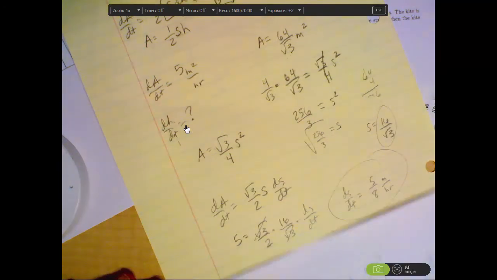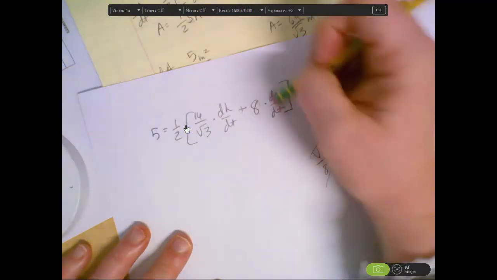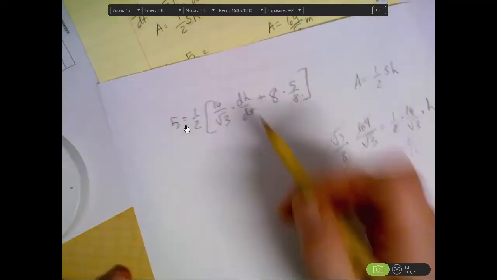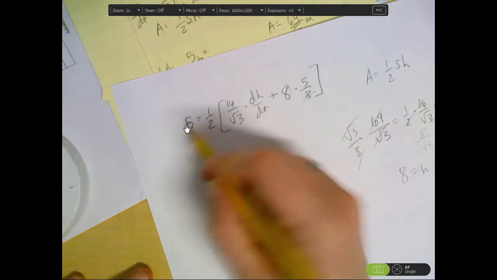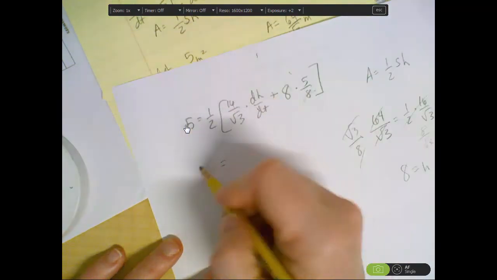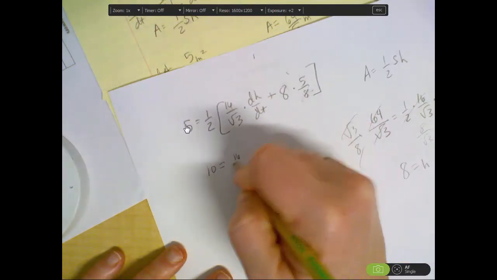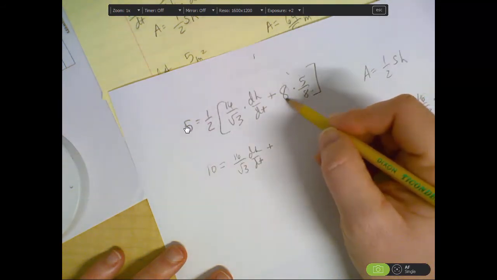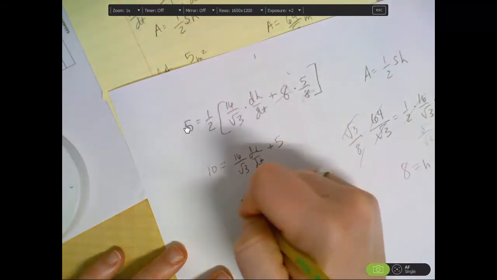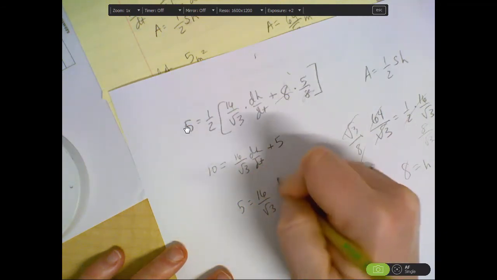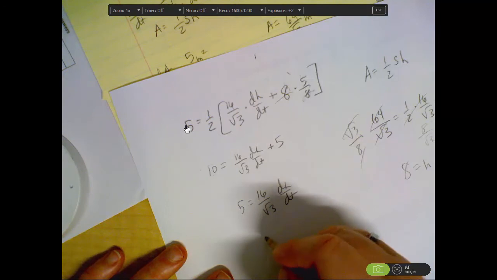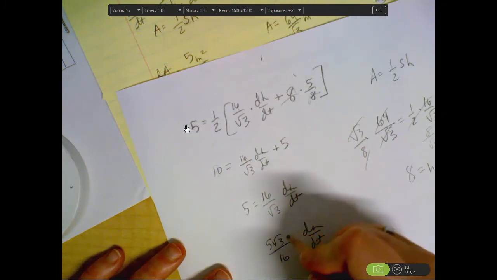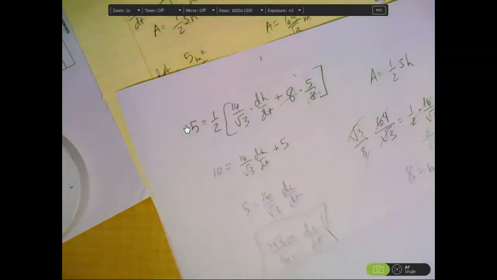and I already know ds dt because it's 5/8. And now I can solve for dH dt. So 5 equals, well, first I'm going to multiply by the reciprocal, get rid of that half. So 10 equals 16 over root 3 dH dt plus 5. Subtract 5 from both sides. Multiply by the reciprocal. And that is the rate at which the height is changing.